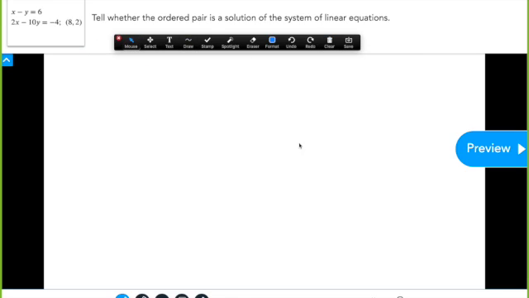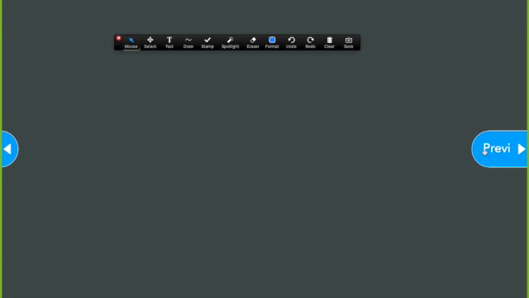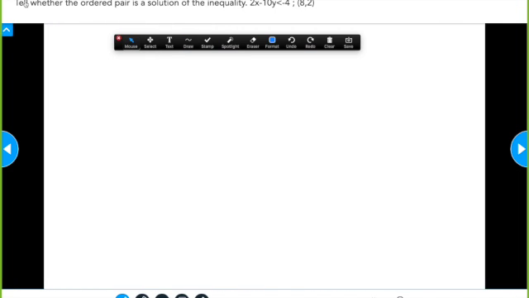Now let's try something a little different. Let's say we were asked to tell whether the same ordered pair, 8, 2, is a solution of the inequality statement where we have 2x minus 10y is less than negative 4. So again, I'll give you a few minutes to work on this on your own first.